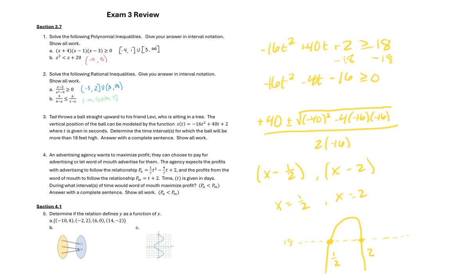So we can see that our interval for when the ball is going to be higher than 18 feet is going to be 1/2, 2. So that will be our interval. Except it's asking us when it's more than 18 feet above the ground. And we found that these points are when it is 18 feet above the ground. So we need to make sure these are closed parentheses.